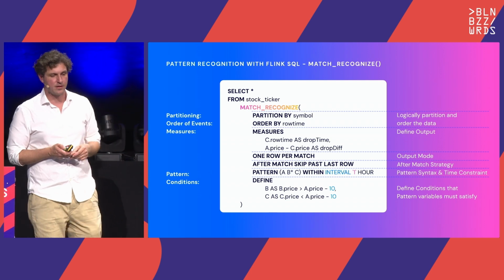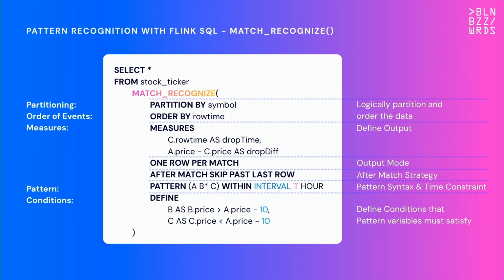Here is an example of a Flink SQL function, MATCH_RECOGNIZE, which is very powerful for the use case of pattern recognition. Let's look at a brief example of how this function is created. You have a function that reads from an event stream, in this case a stock ticker, and then you do some partitioning. You partition by the column, in this case symbol, and you order by the row time.